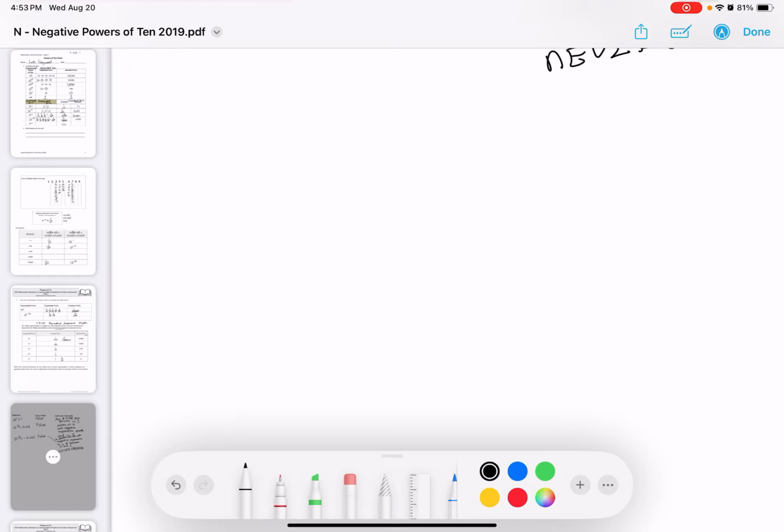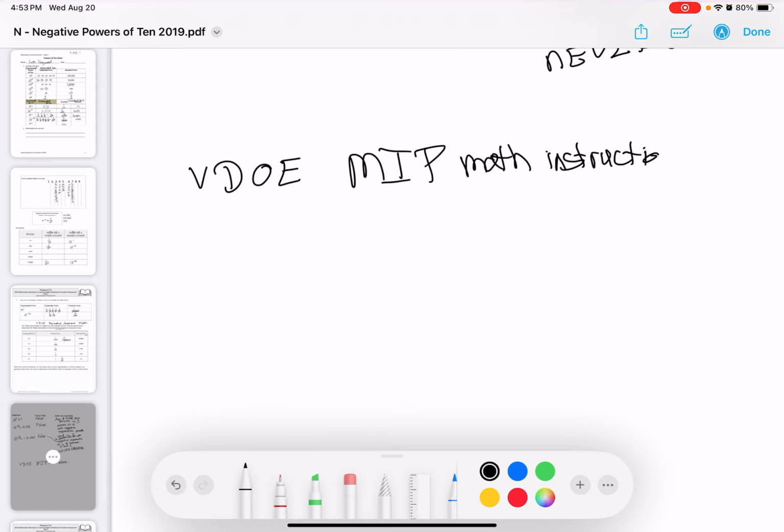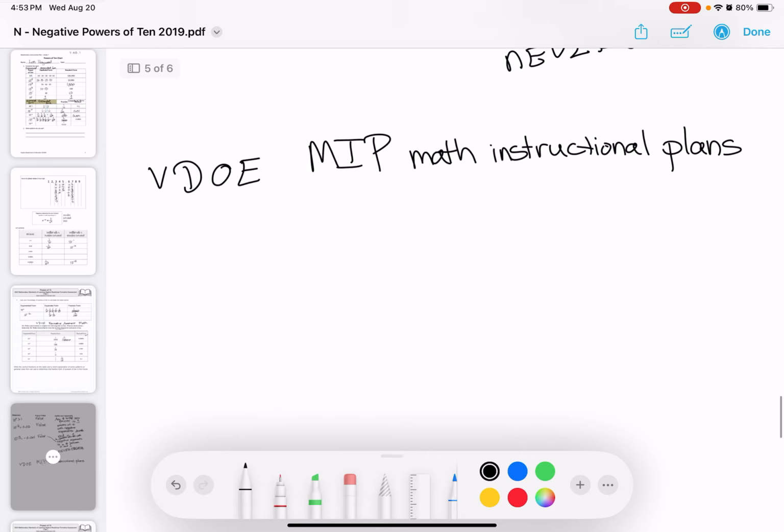So for more practice, you can look in the Virginia Department of Education website and you can search VDOE. It is called a MIP, or Math Instructional Plan. So that is normally for teachers, but it normally gives you the worksheets that the students are doing in class.